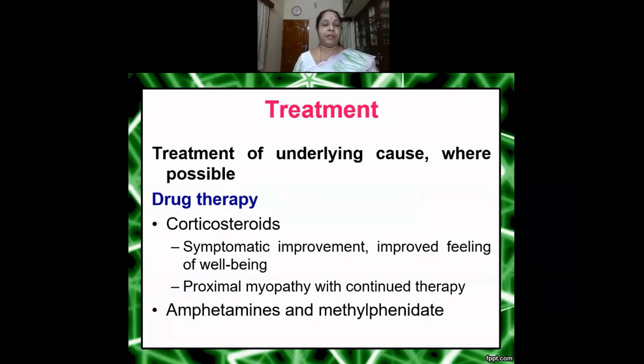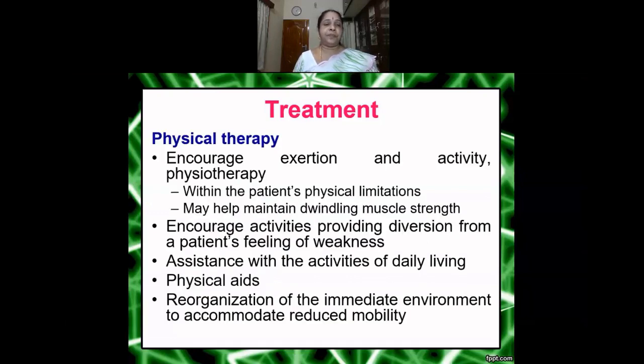Drug therapy can be given in the form of corticosteroids. Symptomatic improvement is possible when they are given corticosteroids, and there is an improved feeling of well-being. Proximal myopathy can occur with continued therapy, and amphetamines and methylphenidate can be given to treat this condition.